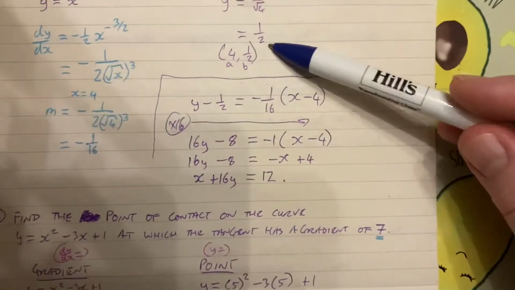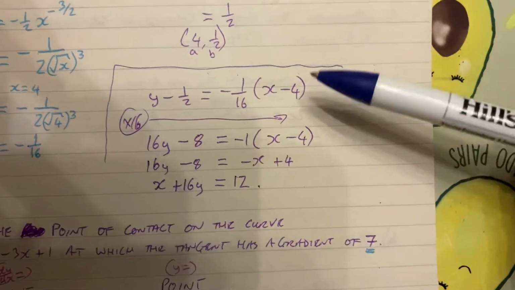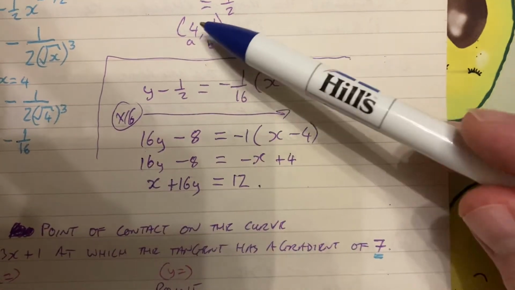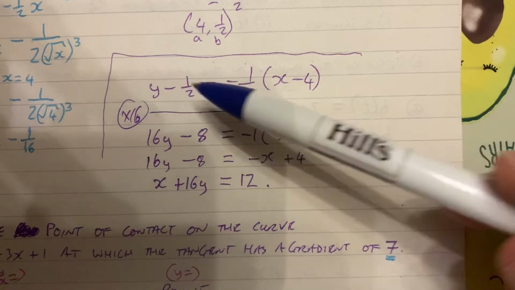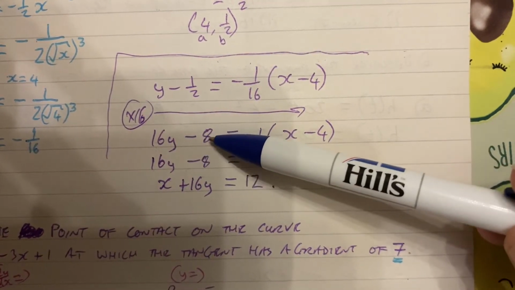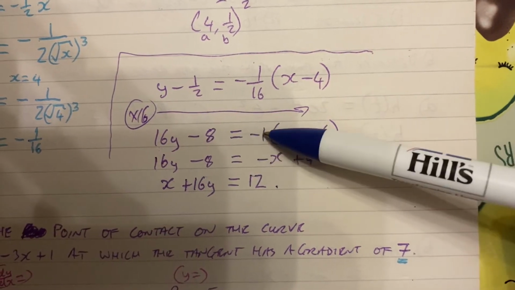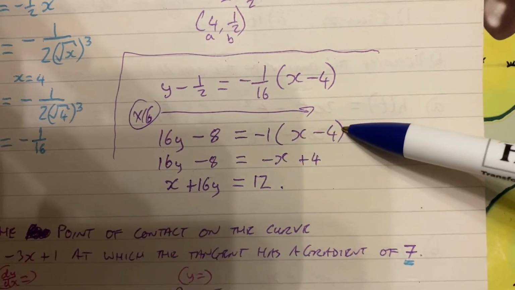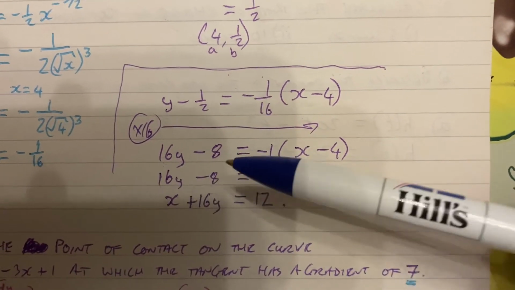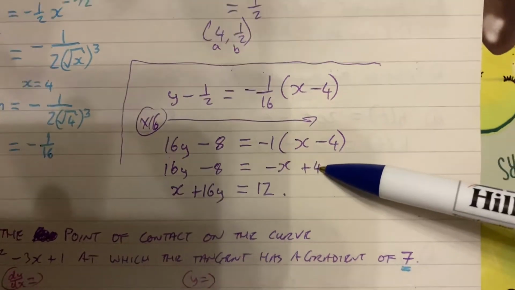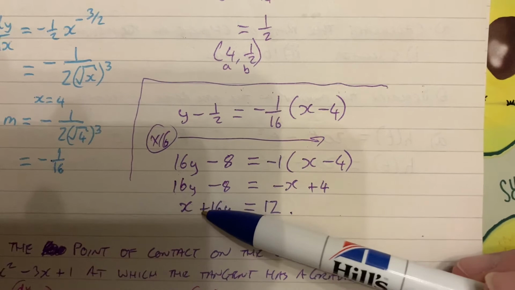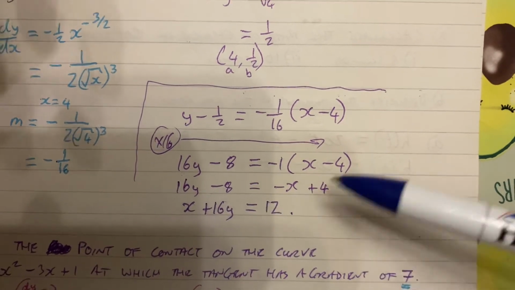So we then plug our point and our gradient into our equation of our line. So y minus a half equals -1 over 16 brackets x minus 4. Times by 16 to clear the fraction. So 16y minus, well, half of 16 is 8, equals -1 brackets x minus 4. So 16y minus 8 equals -x plus 4. So take the x over, bring the 8 back, we get x plus 16y equals 12.